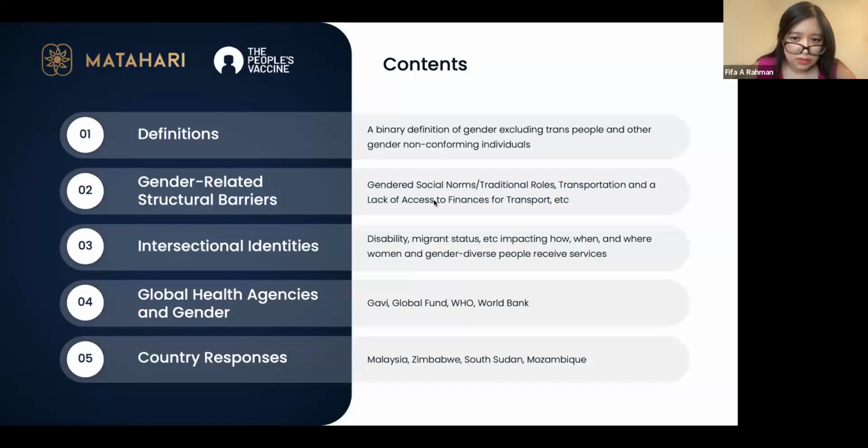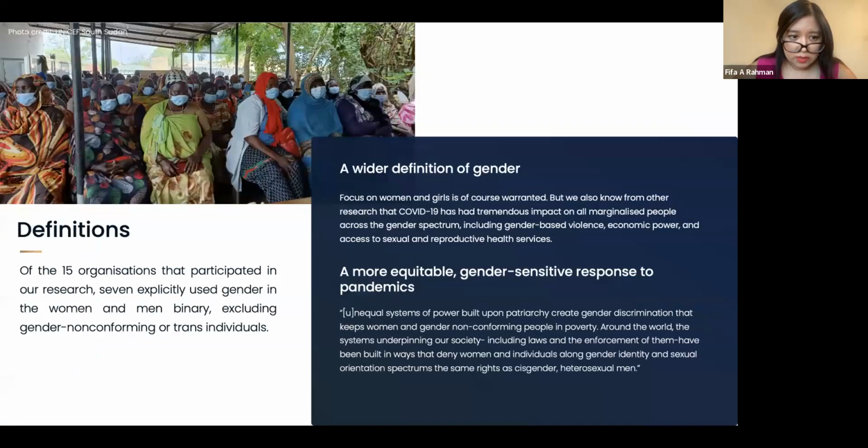...has disabilities, or whether they have a migrant status, and how that affects their access to COVID-19 tools and pandemic tools more generally. Some examples of how global health agencies responded or used the gender lens in the COVID-19 response, as well as some country responses and examples. And throughout the report, you'll see several case studies of how countries responded and how they employed a gender lens, or whether they did or did not employ a gender lens. So let's get into it.